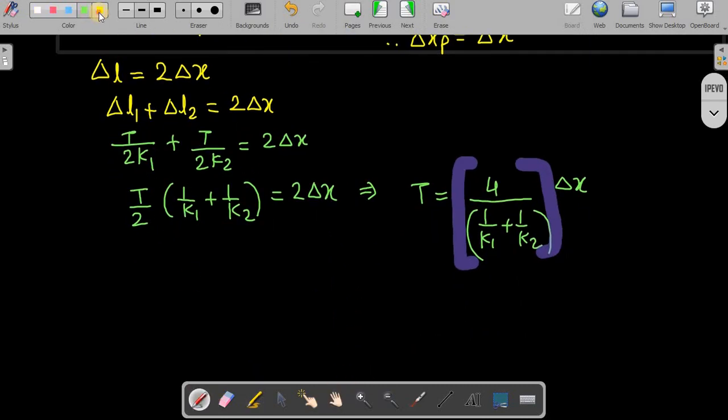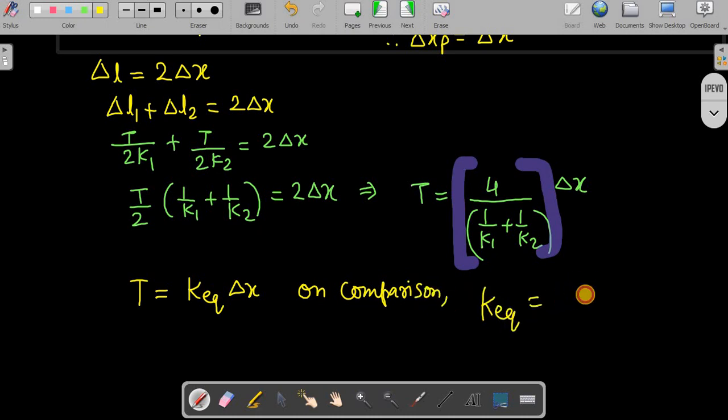Now this thing which you are learning, you won't find in a textbook with such crystal clear explanation. So T is equal to k equivalent into x. On comparing k equivalent with delta x, from the comparison you get k equivalent as 4 over 1 by k1 plus 1 by k2.